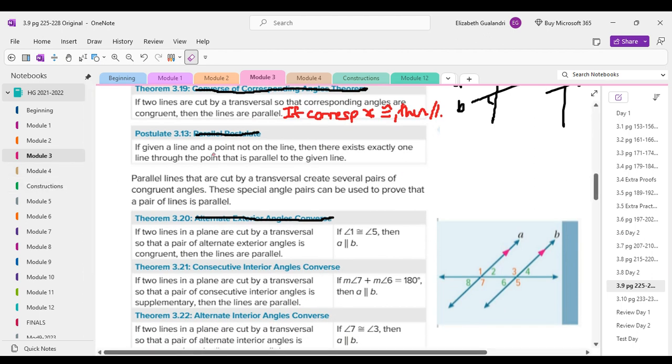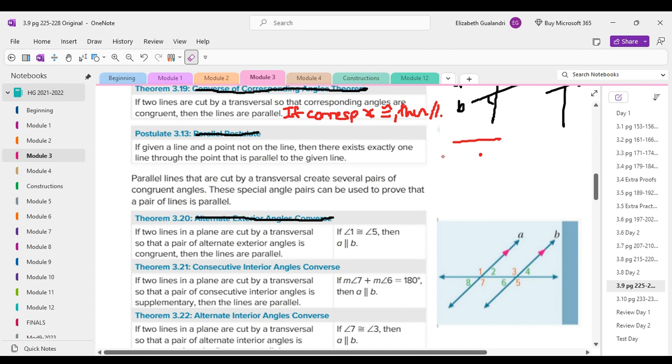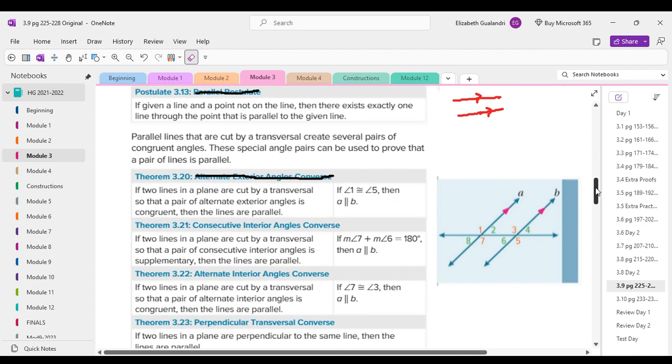Okay, if given a line and a point not on the line, then there exists exactly one line through the point that is parallel to the given line. That's just the parallel postulate, more of just working through some stuff. Given a line and a point not on the line, then there exists exactly one line through the point that is parallel to the first one. Again, you're not going to use that with proofs.